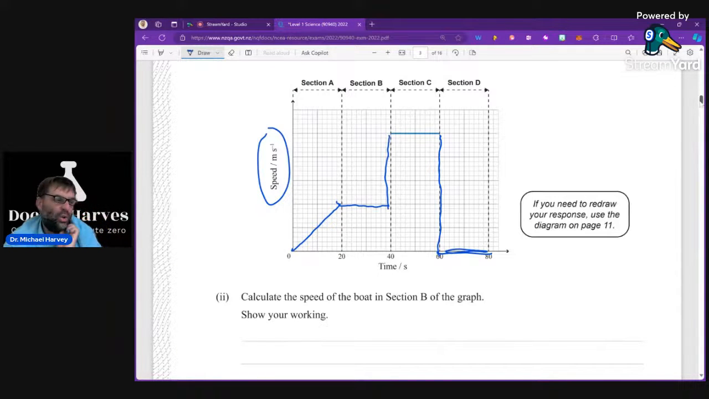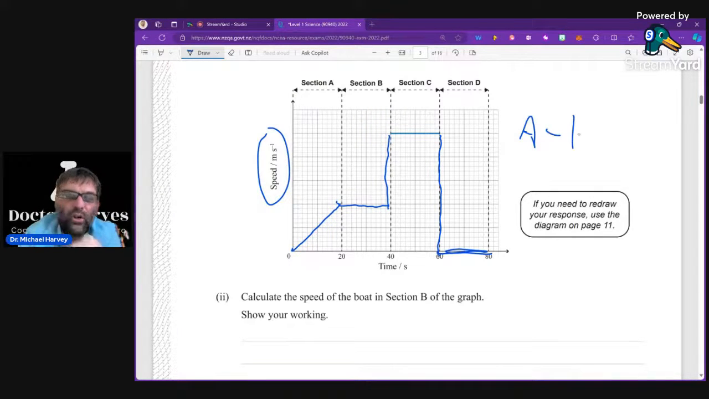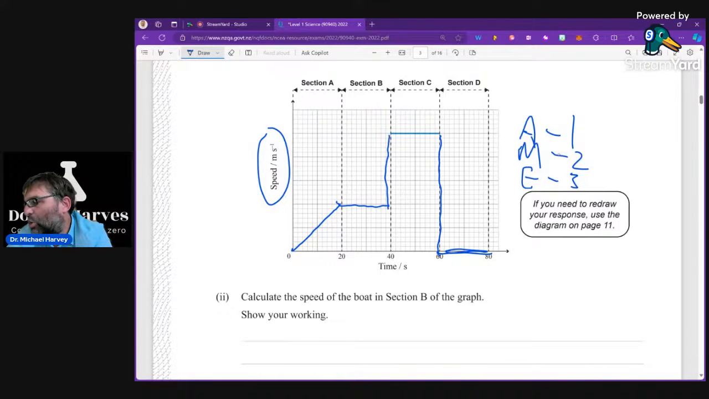In order to get achieved for that question, you would need 1 section correct. A merit would be 2 sections, and an excellence would be getting all 3 correct.